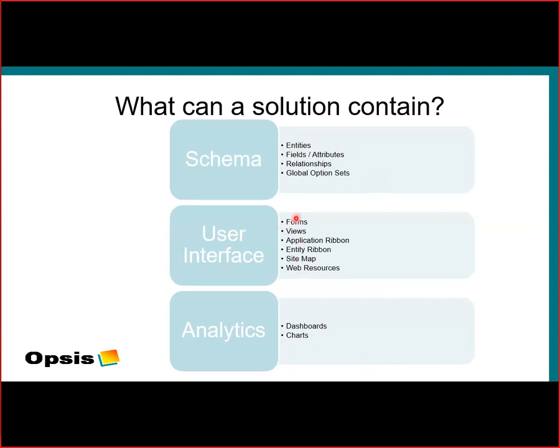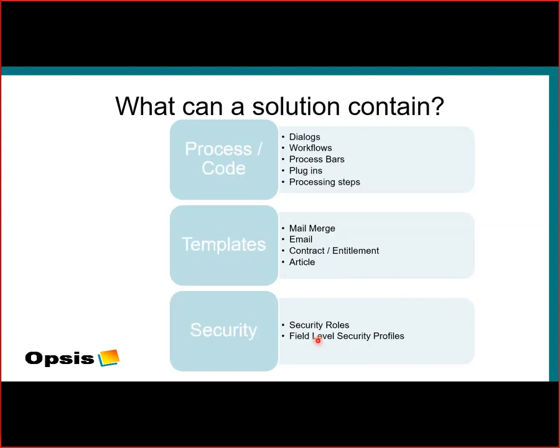Within user interface, we've got forms, views, application ribbon, the entity ribbons, sitemap, and web resources. Within analytics, we can have dashboards and charts. In the process code bucket, well, dialogues have been deprecated, workflows, process bars, plugins, and processing steps. Template wise, we've got mail merge templates, email templates, contract and entitlement templates, and article or knowledge base templates.